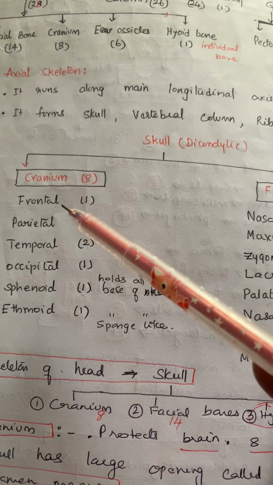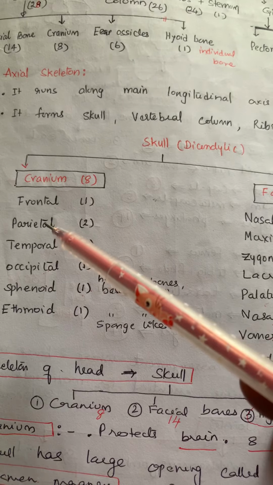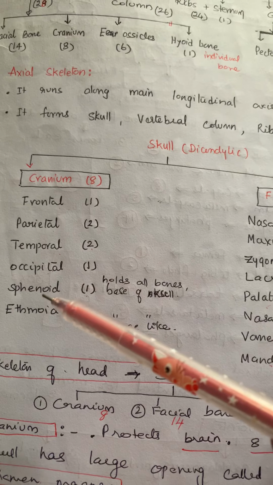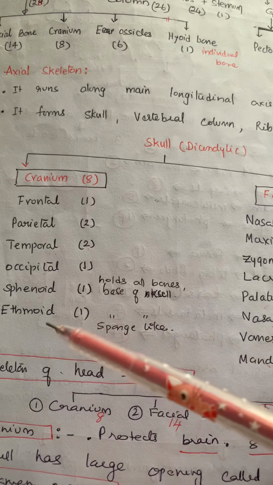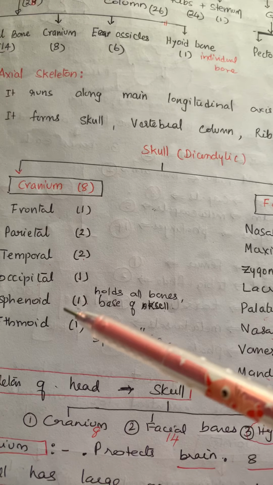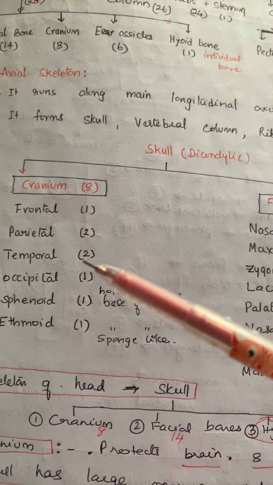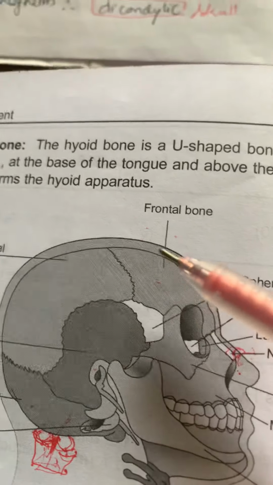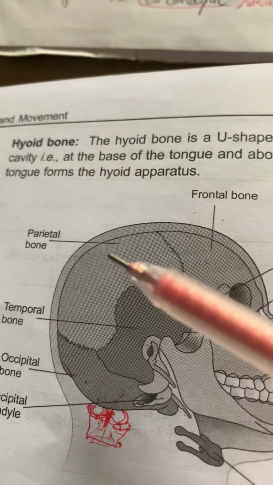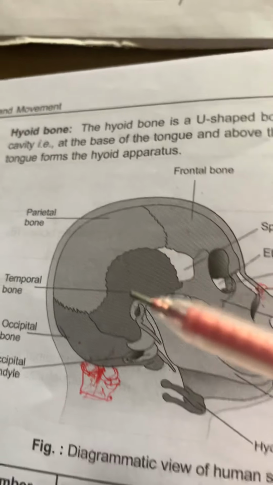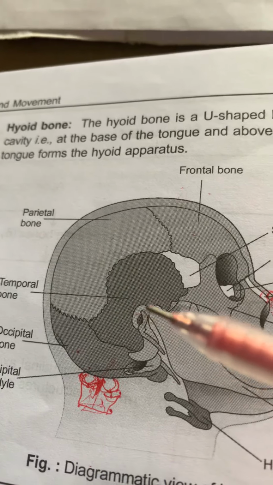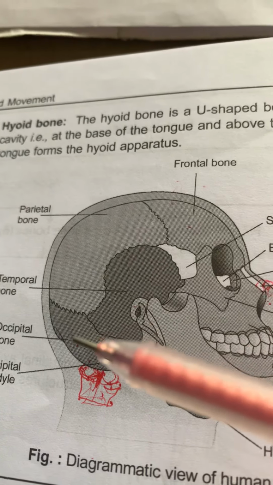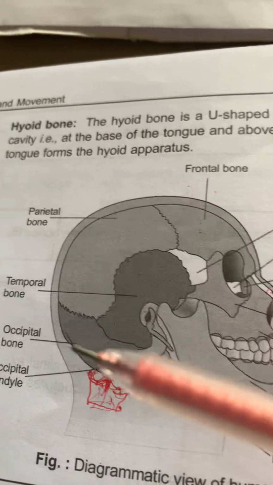there are one frontal bone, 2 parietal bones, 2 temporal bones, 1 occipital bone, and 1 sphenoid bone, 1 ethmoid bone. So let us see where the bones are located for your sake of understanding. So here at the forehead region frontal is present. Above the head region parietals are present, 2 in number, and temporal bones each one above each ear, those are temporal bones, and at the lower end of the backside, occipital bone.